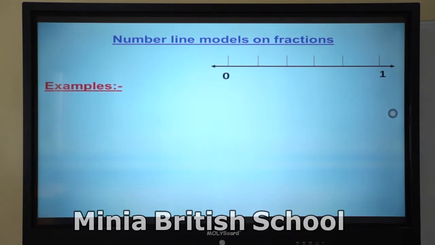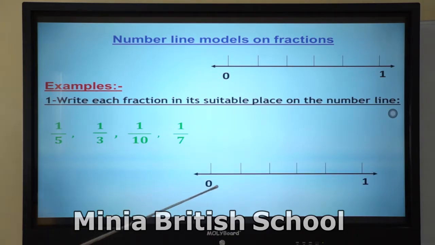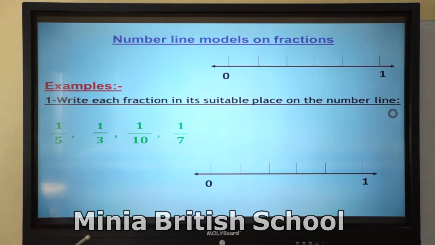Okay? If I have some fractions like these fractions, 1 over 5, 1 over 3, 1 over 10, 1 over 7. Or by another way, 5th, 3rd, 10th, 7th. And I need to put each fraction in its suitable place in this number line. Here I have a number line that starts with number 0 and goes to number 1. So I want to order these fractions, but in ascending order or in descending order.